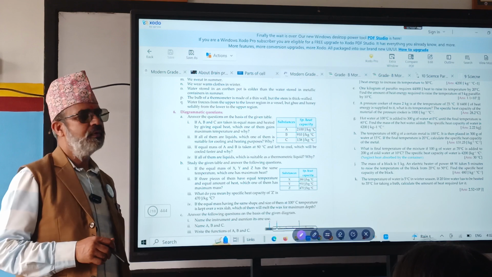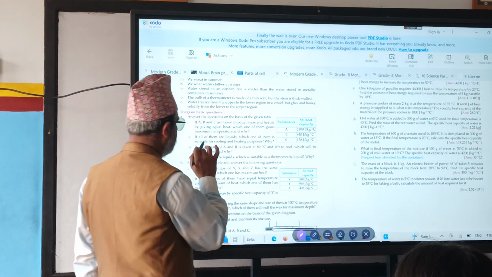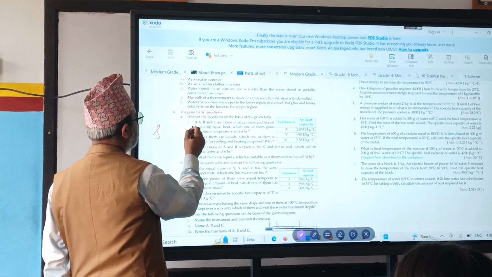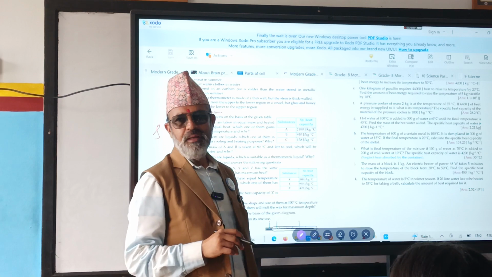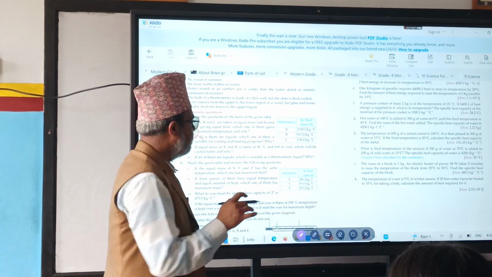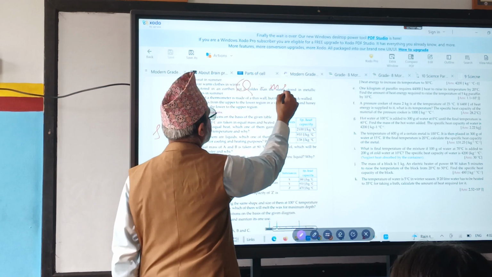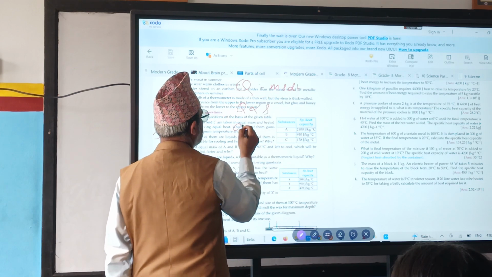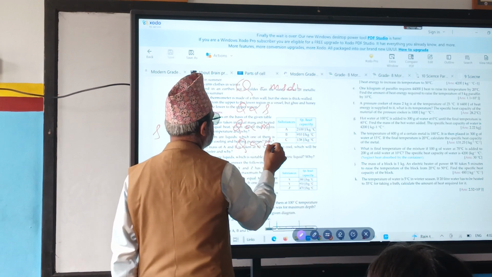X, Y, because the heat capacity is less, no? Here we have to remember the relation between S and Q. What is the relation between S and Q? How to know? We know Q equals M S dt, right? So Q is proportional to S, Q is proportional to M, Q is proportional to dt.